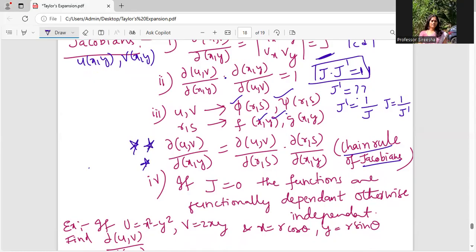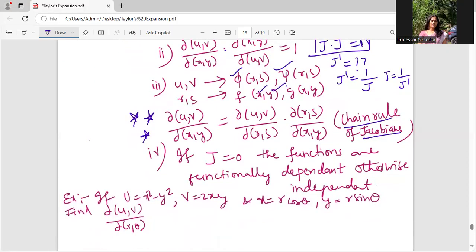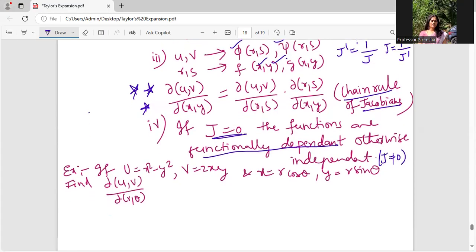Also, there's one more important thing: if the Jacobian turns out to be 0, the functions for which I am finding the Jacobian would be dependent. If the Jacobian of two functions with respect to variables x and y turns out to be 0, then those two functions are said to be functionally dependent. Otherwise, they are said to be independent. Which means, if the Jacobian is non-zero, then the functions are said to be functionally independent.